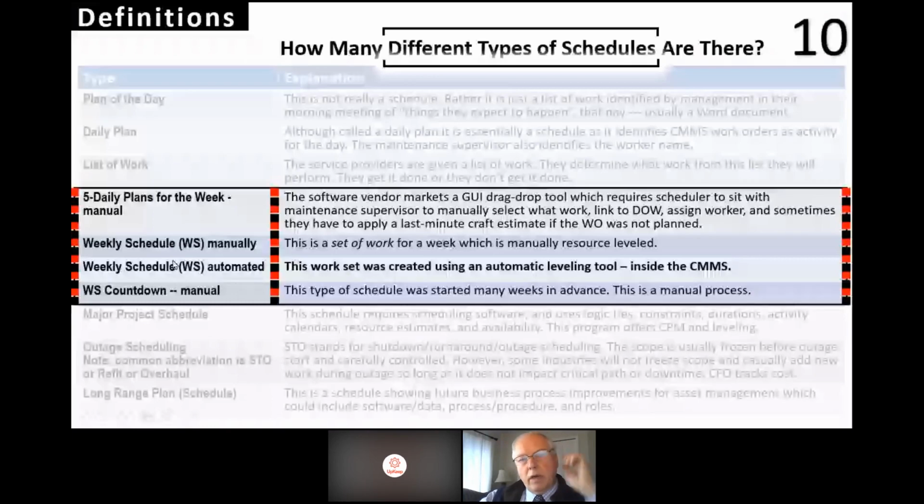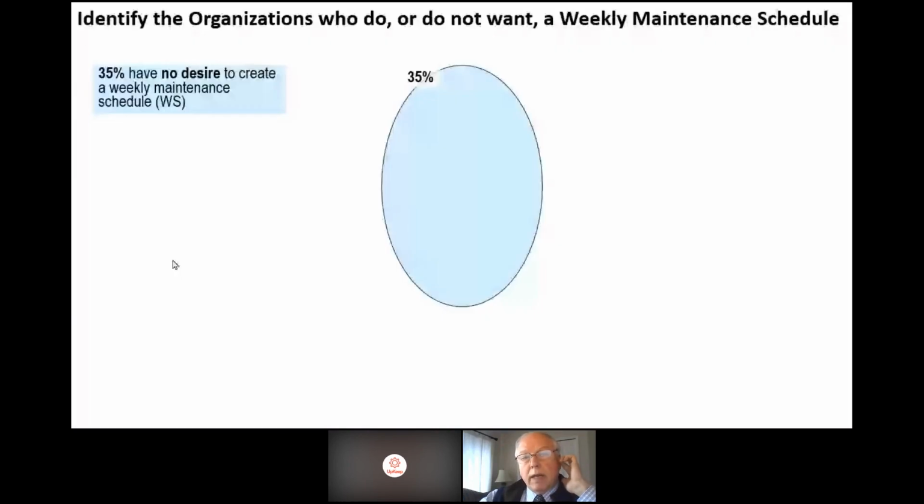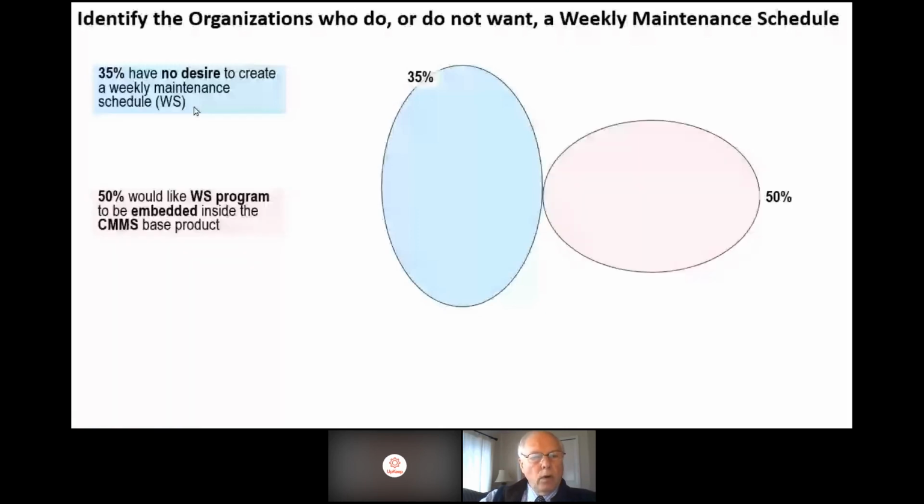Now, let's identify the organizations. We're breaking down those organizations as to whether or not they even want the weekly schedule. So 35%, that's this oval, have no desire to create a weekly maintenance schedule. Maybe that's hard to believe, I don't know, but that's what I've seen experience-wise. 50% would like to have a weekly schedule program embedded inside this CMMS-based product, but they've never seen that type of solution perhaps yet, and so they're still waiting for that to happen.